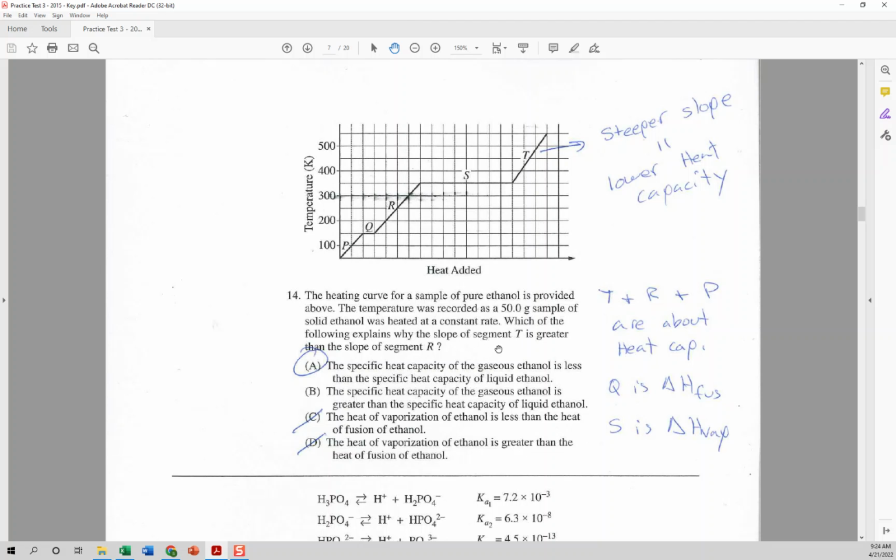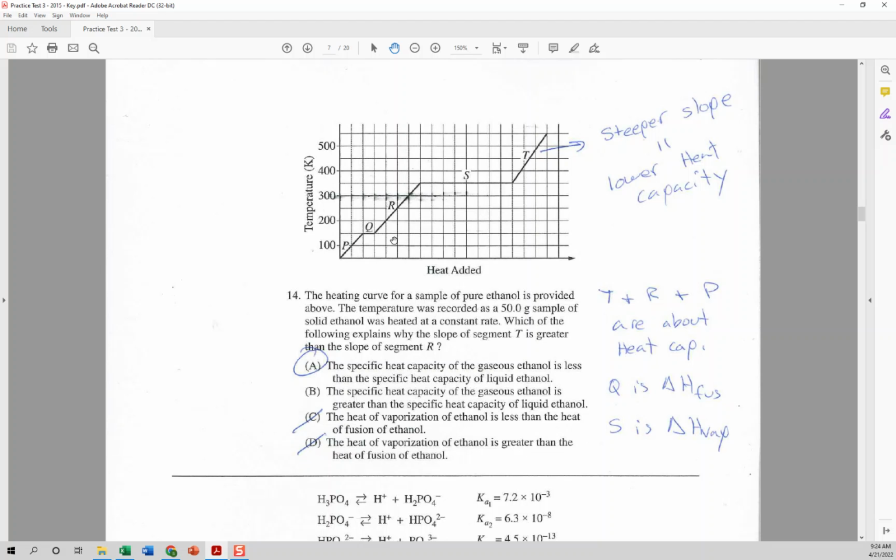And this question is asking us, which of the following explains why the slope of segment T is greater than the slope of segment R? It's kind of hard to see with the naked eye, but they're telling you T is steeper than R. And so remember, this is about heat capacity, not about molar heat of fusion. So we can go to C and D and cancel those out. It's not about the heat of vaporization.